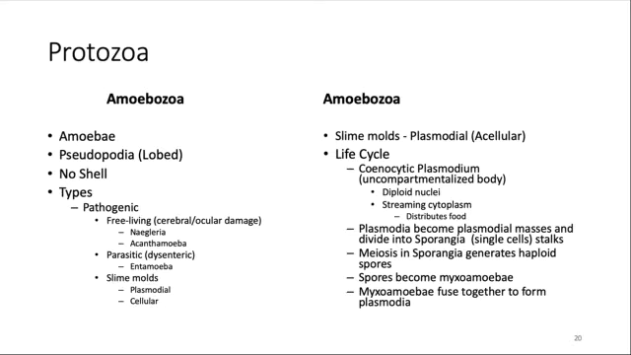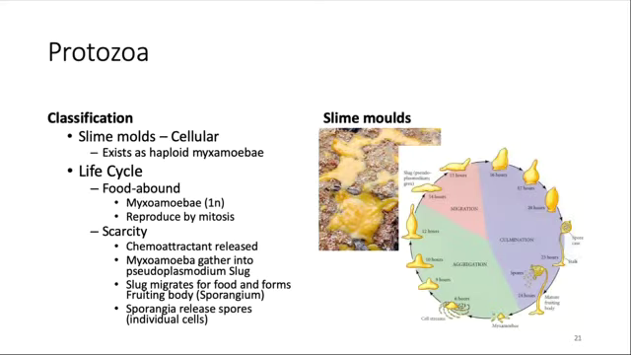The plasmodia becomes plasmodial masses, and then they will divide into sporangia or single cells. They will form stalks. They undergo meiosis in their spore forms or sporangia. And then these spores will develop into what we call myxoamoebae and then fuse together to form the plasmodia again. So I have the cycle here I'm going to show you briefly.